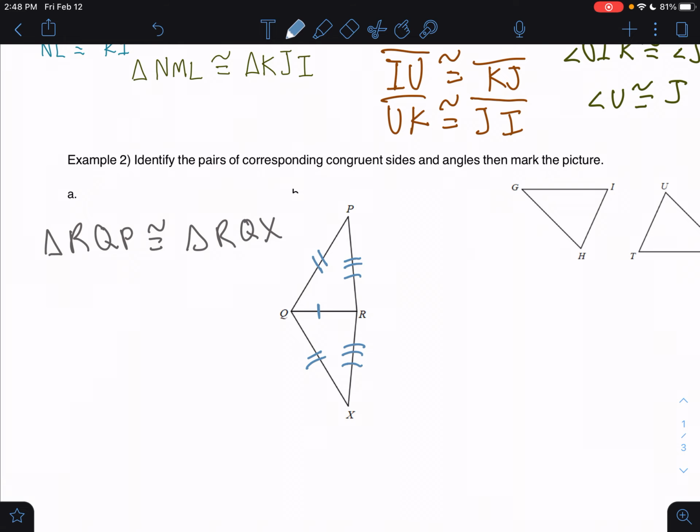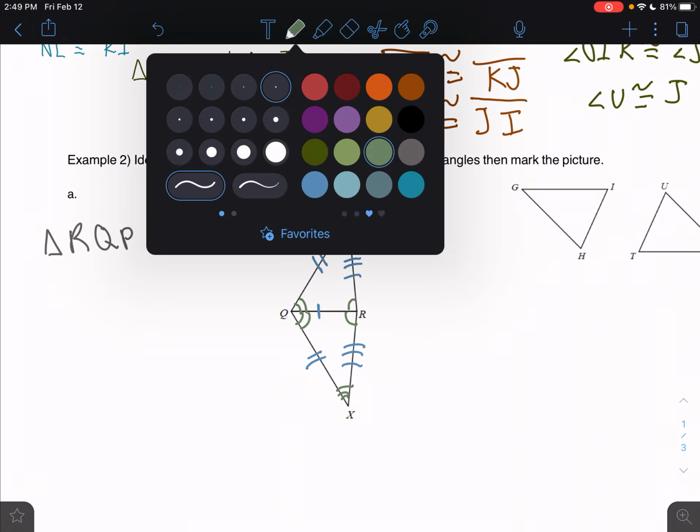And then we want to mark our angles. So R and R are congruent. So I'll just mark one mark on each of those angle R's. And then we know that Q and Q are congruent, so I'm going to do 2 marks here. And then P and X are congruent, so I'm going to do 3 marks on that. So we've labeled it, and now you need to identify all of the sides and angles that are congruent. This is again one of those that share sides, so we're going to have to be careful when we are writing these out.